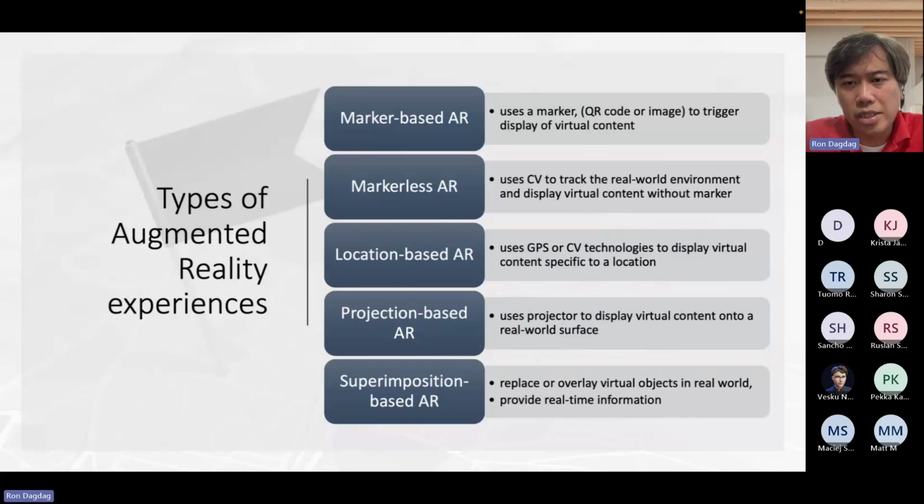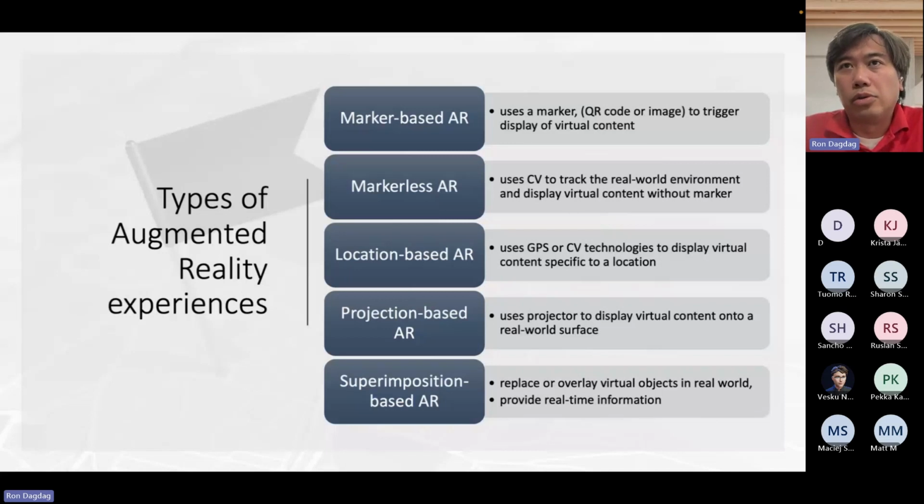And then there's the markerless side, where you don't really need a marker. It just knows the real world environment, you can put virtual content without one, and it identifies which one is the surface it can place content on. And then there's the location-based AR, where you have to be in a certain place in order to show the virtual content.